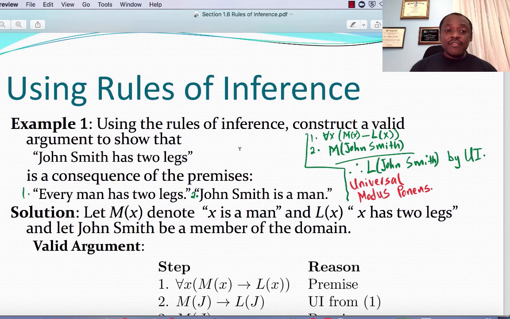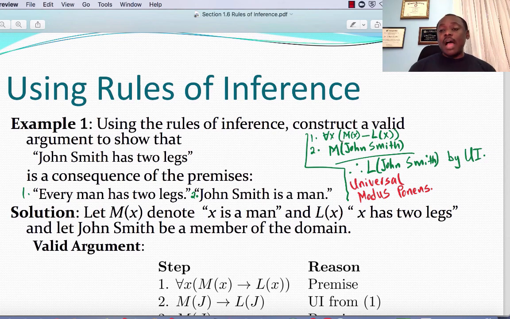Number one, every man has two legs. Number two, John Smith is a man. Every man has two legs would be for every X, M of X implies L of X. This is implies right here. M of X would mean the person is a man, and L of X would mean the person has two legs. And then we have M of John Smith. John Smith is a man.